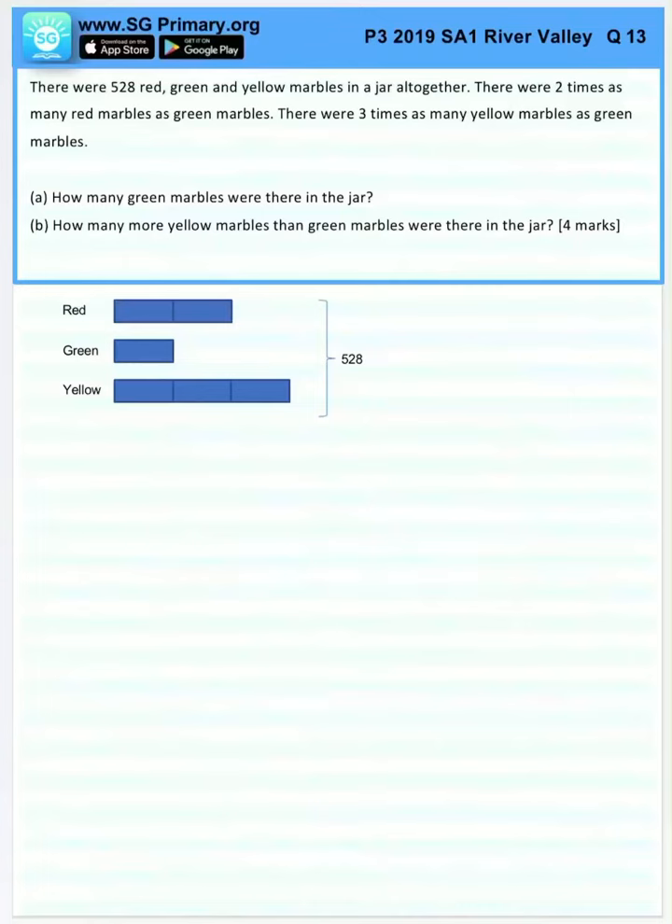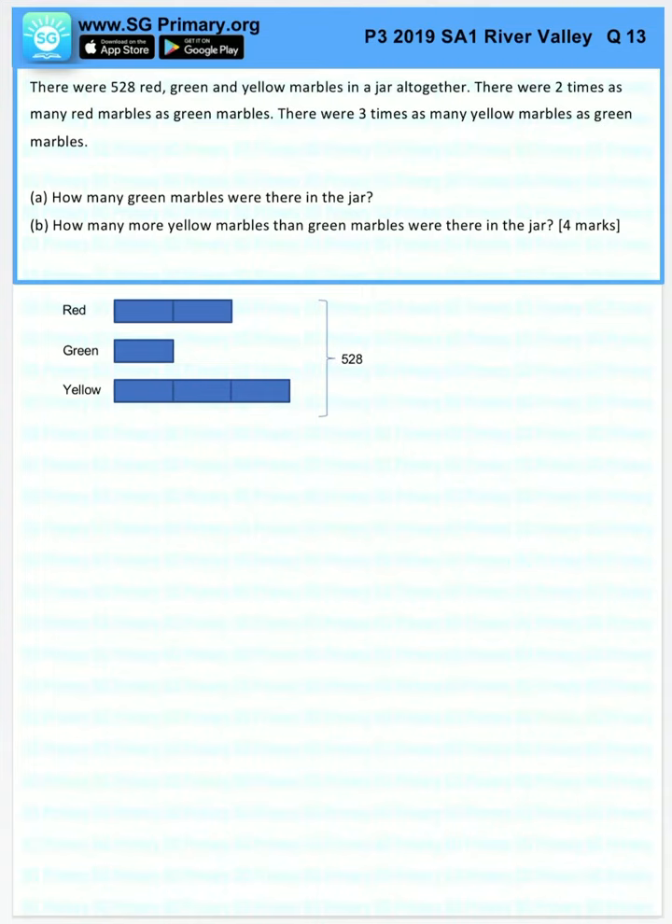Question 13. There were 528 red, green, and yellow marbles in a jar altogether. There were 2 times as many red marbles as green marbles. There were 3 times as many yellow marbles as green marbles. How many green marbles were there in the jar? How many more yellow marbles than green marbles were there in the jar?